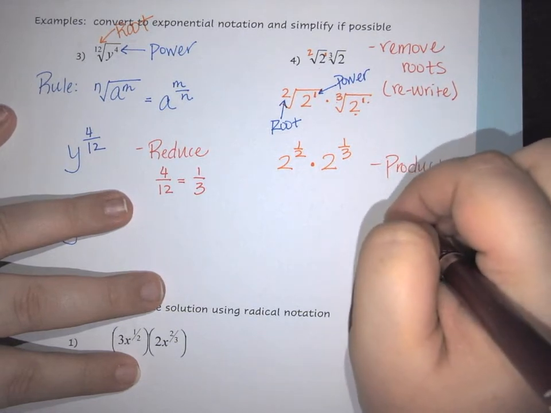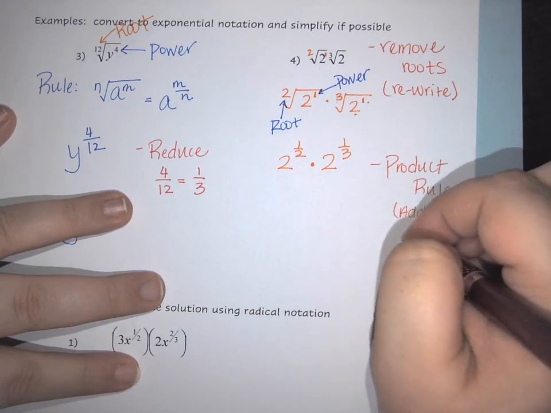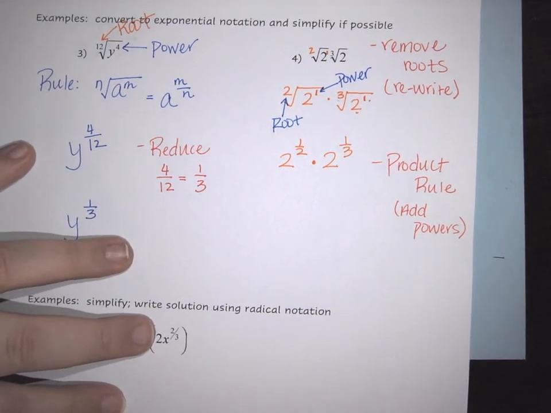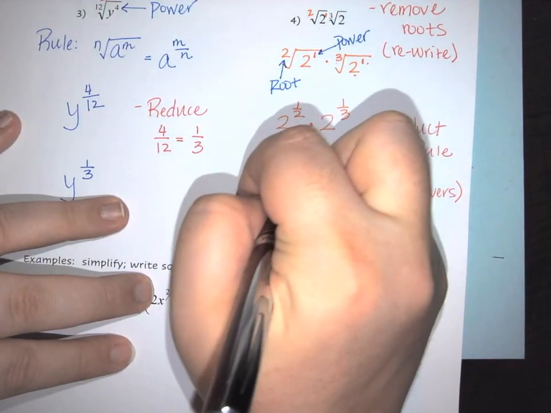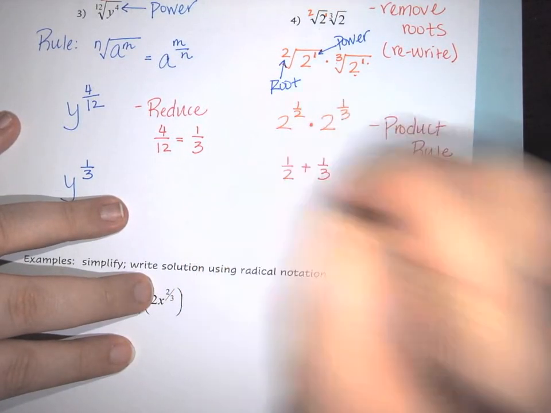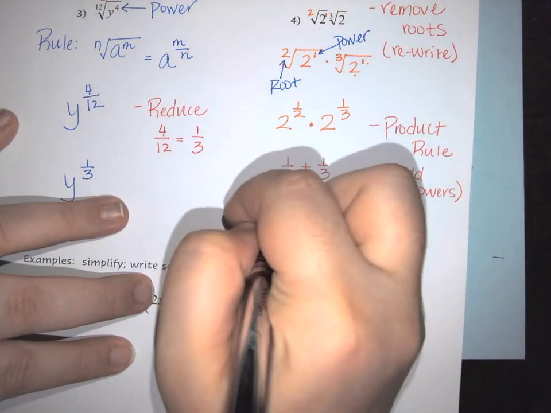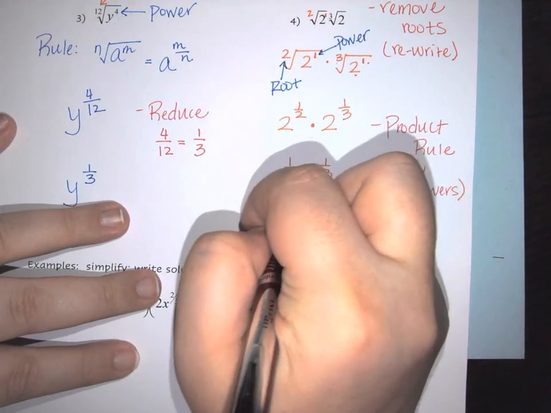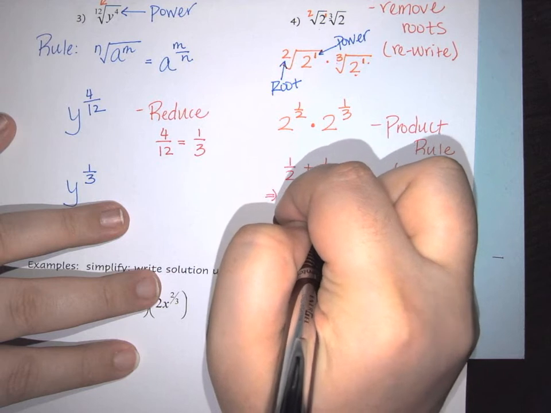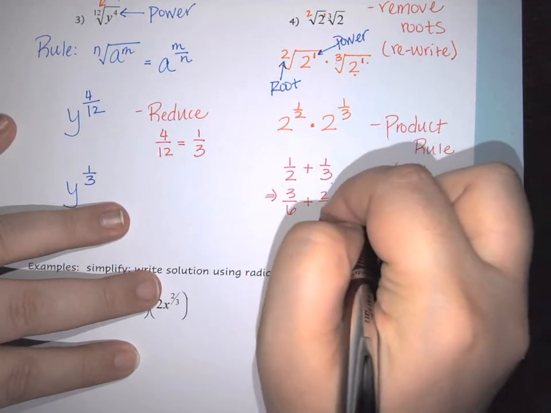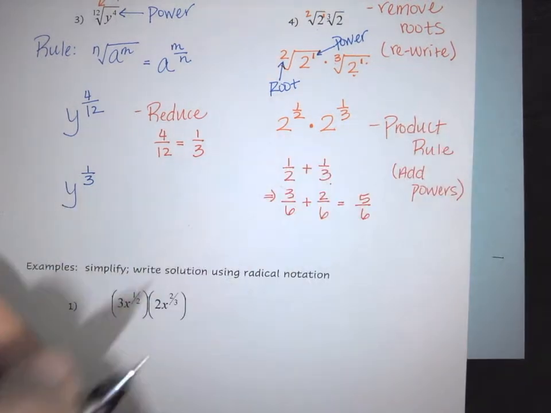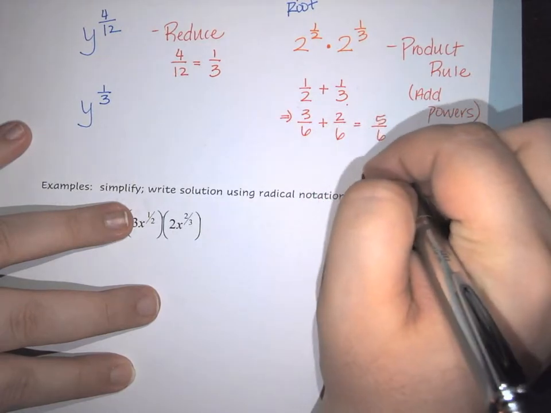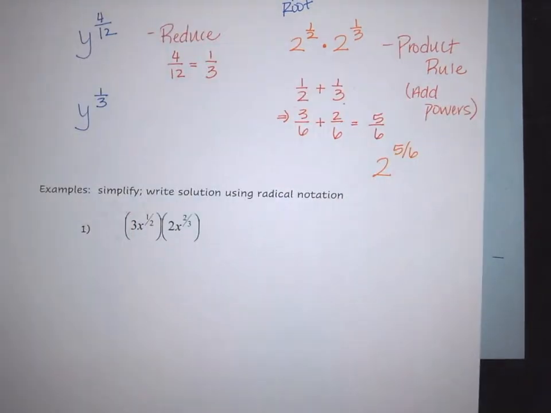And the product rule says that we have to add the powers. So when we do that, what we're actually doing is we are going to take 1/2 plus 1/3. Using our fraction rules, what's going to happen is we need a common denominator. So here 1/2 is going to become 3 over 6 plus 2 over 6, which gives me 5 over 6 as a result. So therefore, what this really and truly means is that I have 2 to the 5/6 power.